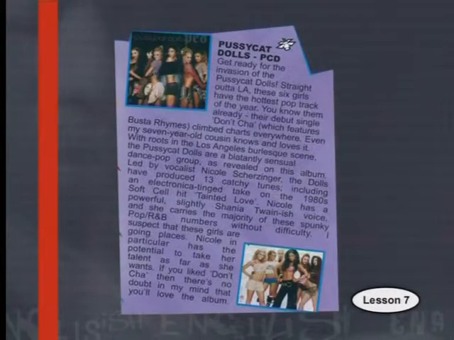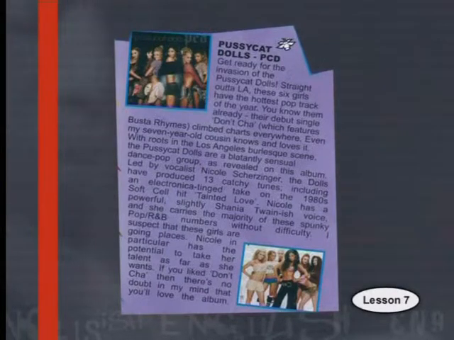Get ready for the invasion of the Pussycat Dolls. Straight outta LA, these 6 girls have the hottest pop track of the year. You know them already. Their debut single, Don't Cha, which features Busta Rhymes, climbed charts everywhere. Even my 7-year-old cousin knows and loves it. With roots in the Los Angeles burlesque scene, the Pussycat Dolls are a blatantly sensual dance pop group, as revealed in this album.